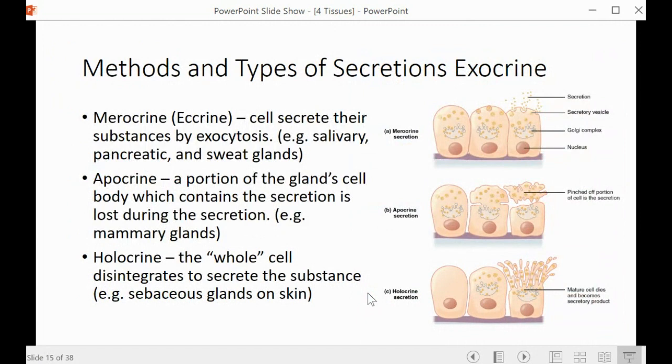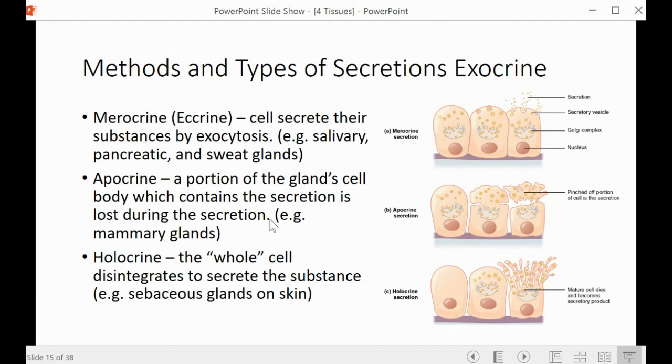Okay, so we can have merocrine. Merocrine is also sometimes called eccrine. Okay, so you're going to see both of those, and they secrete their substances through exocytosis. Okay, so remember we put it into a little secretory vesicle, and we very gently and nicely send out that secretion. This happens for our salivary glands in our mouth to make our saliva, as well as our sweat glands, and then some pancreatic secretions for digestion do it this way.